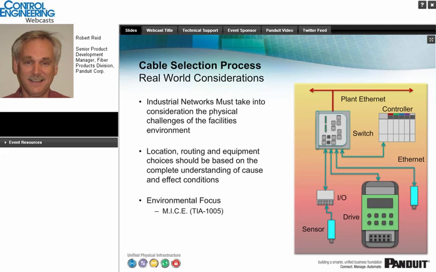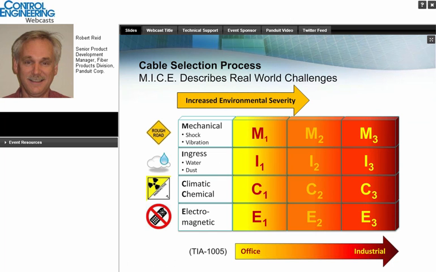So, real world considerations. How do I select my cable? Now, in TIA 1005, we have this MICE table. We talked about some rugged cables, but how do I select a cable? So there's a MICE table. This is in TIA 1005. And proceeding from left to right, we talk about environmental severity. Office environment, very benign. Industrial, very harsh.